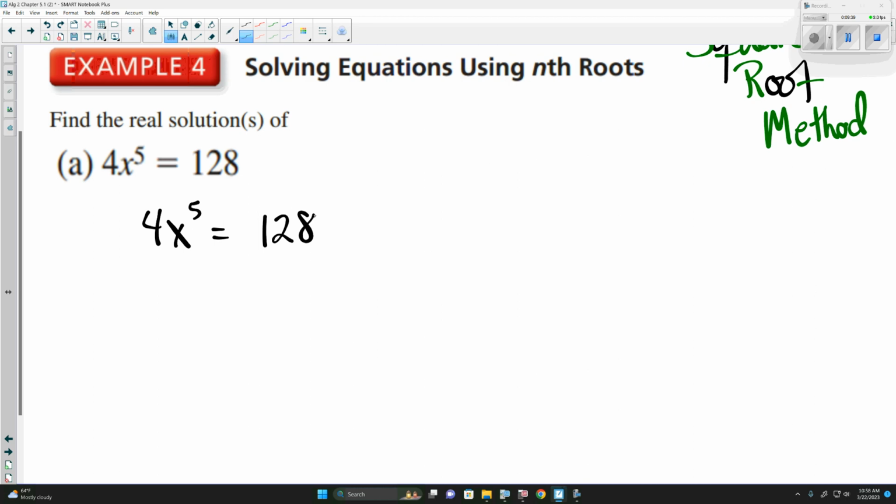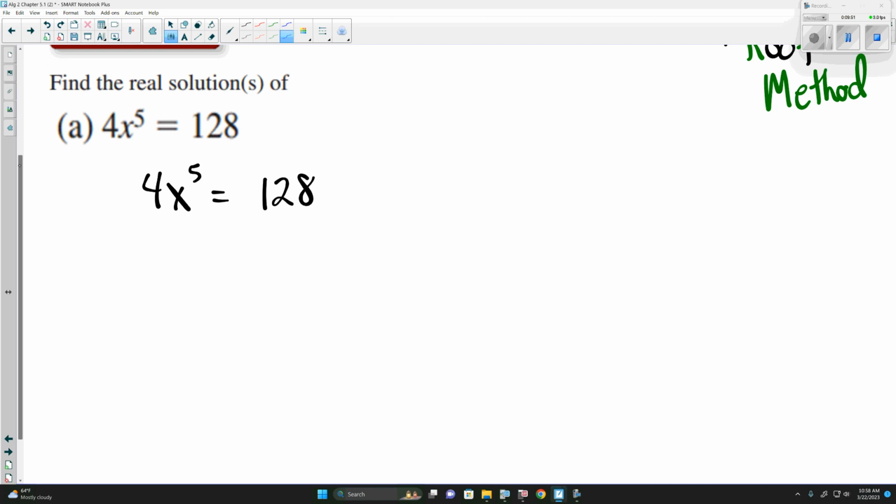Now, guys, since we do have a variable, x to the 5th is the only one we have, the first thing we need to do is get it by itself. And what can we do to get it by itself? We would divide both sides by 4. So that would leave us with x to the fifth is equal to 64.